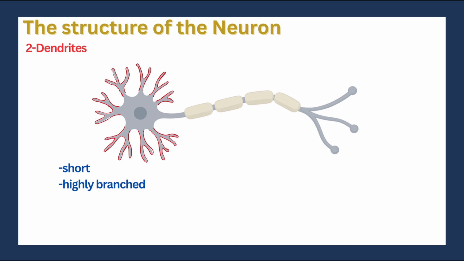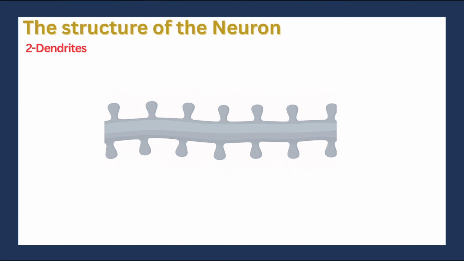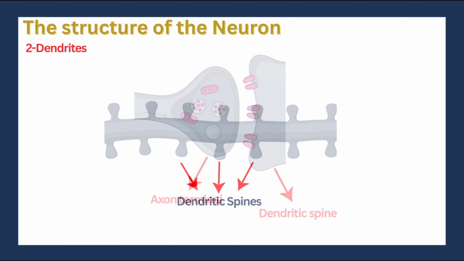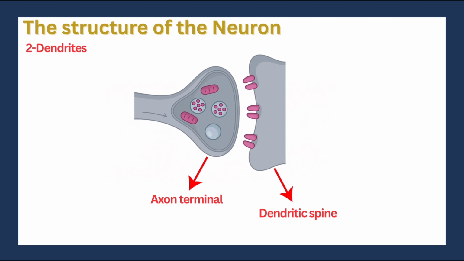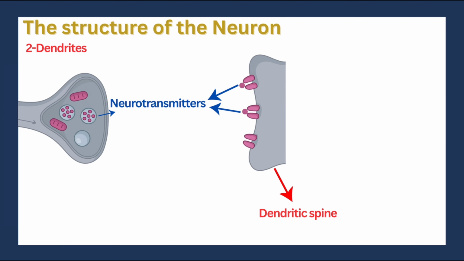Dendrites are short and highly branched, and they are specialized to receive signals. But how? Let's take a closer look at a dendrite. A dendrite is covered by many small bulges known as dendritic spines. Each spine forms a connection with the axon of another neuron. Each spine is covered by receptors. These receptors bind to neurotransmitters. What are neurotransmitters? They are chemical messengers used by the nervous system for communication. More on neurotransmitters at the end of the video.